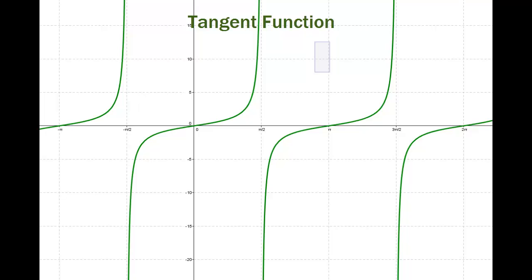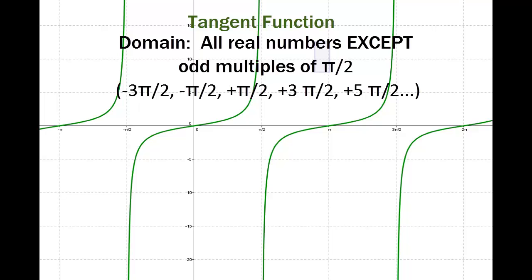So let's talk about domain and range. So domain: what can go into the tangent function? Unlike sine and cosine, there are certain values we cannot put into the tangent function. And that's wherever the tangent is going to wind up being undefined. And since tangent, again, is sine over cosine, that's where the cosine is 0. So the cosine is 0 at pi over 2, 3 pi over 2, odd multiples of pi over 2. Tangent is undefined. It cannot exist. So those are values that are excluded from the domain. So we say that the domain of the tangent function is all real numbers except odd multiples of pi over 2.